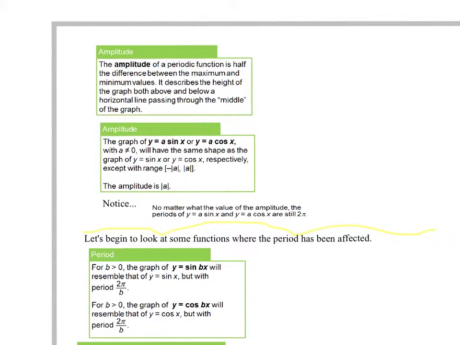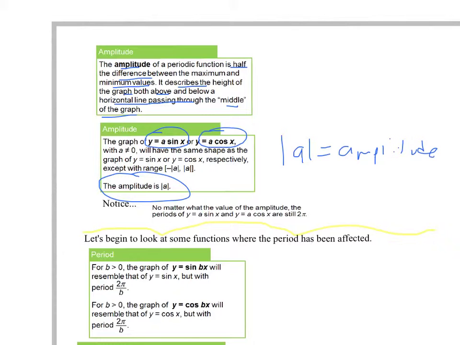Okay, so thanks to the last example, we started to notice something about amplitude. The amplitude of the periodic function is half the difference between the min and max values. I like to think of it as the height of the wave from the x-axis to the top of the wave. It describes the height of the graph both above and below the horizontal line passing through the middle of the graph. That's if you're a visual person. If you have y equals a sine x, the absolute value of a is your amplitude. If you have y equals a cos x, the absolute value of a is the amplitude, and you see that here. So you just want to bear that in mind as we proceed.